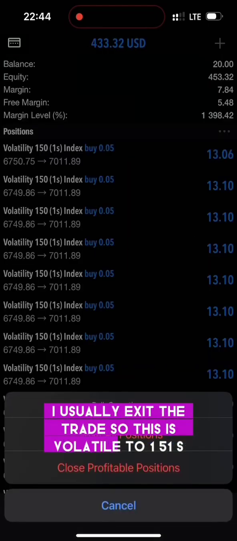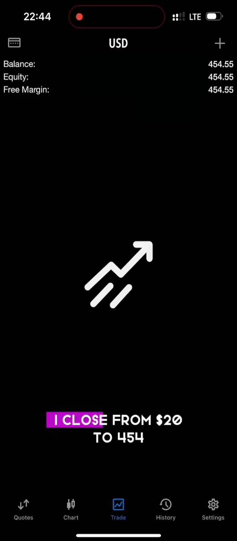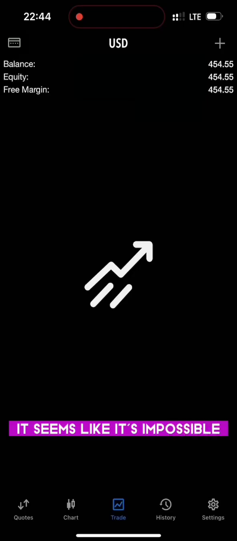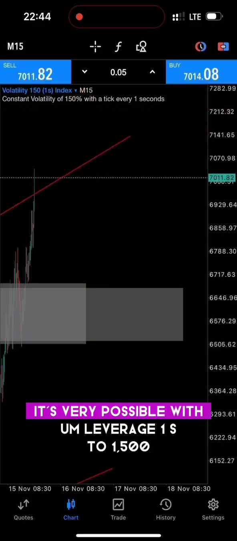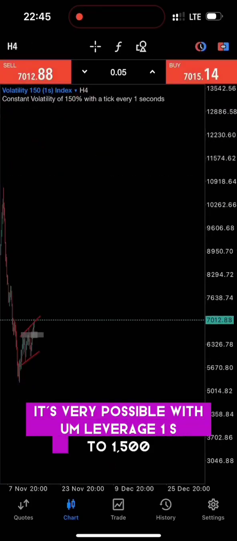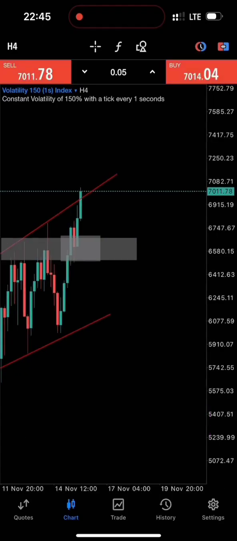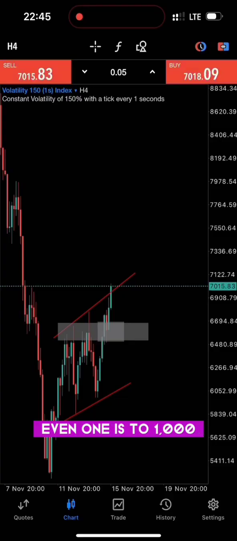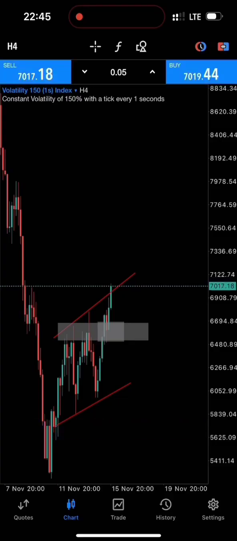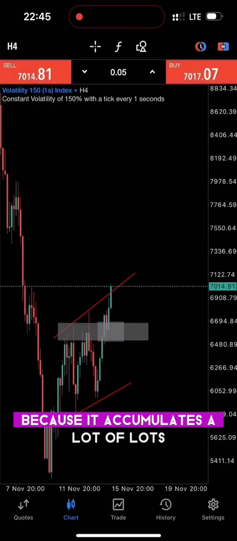So this is Volatility 151s. I closed from $20 to $454. It seems like it's impossible, but it's very possible. Yes, it's very possible with leverage 1:500. Even 1:1,000 can still do it, because it accumulates a lot of lots.